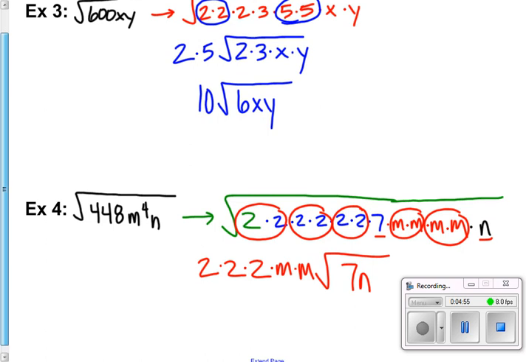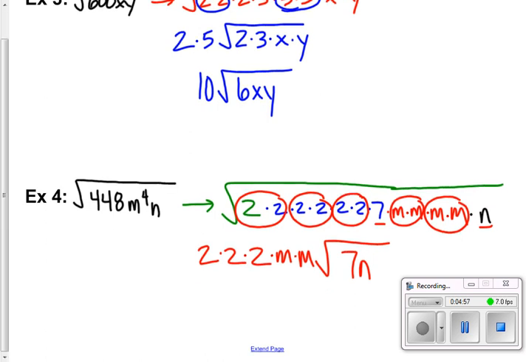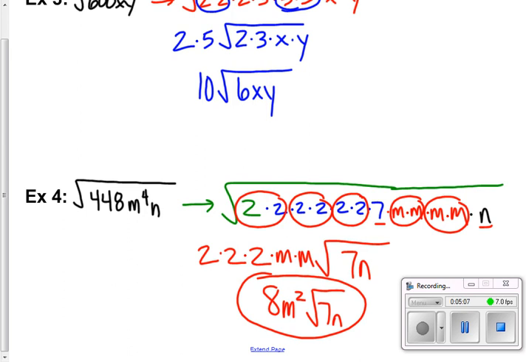And we would wind up, when multiplying things out here, 2 times 2 times 2 gives us 8 m to the second power root 7n. This will conclude our lesson on 10.9.